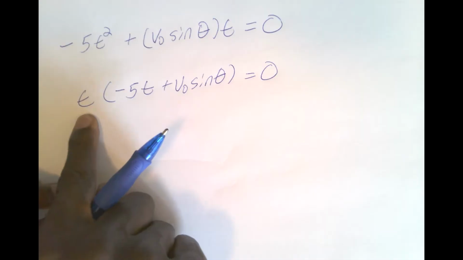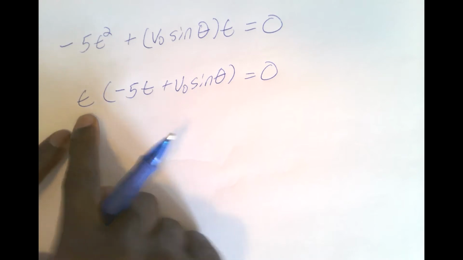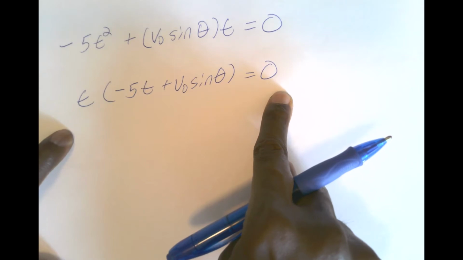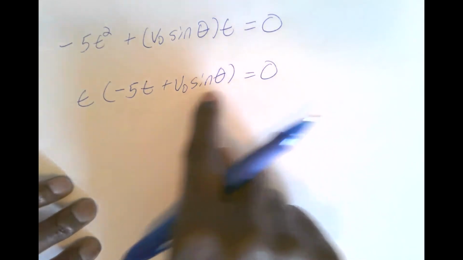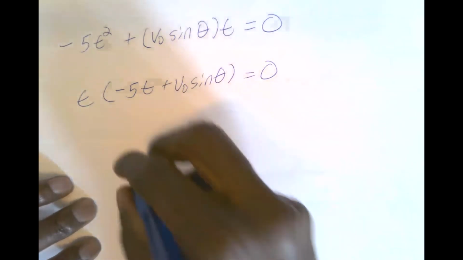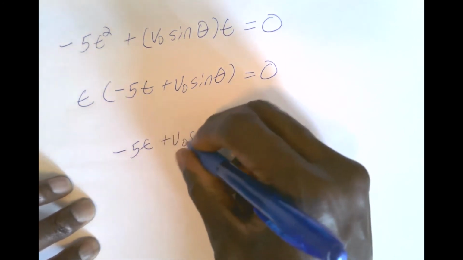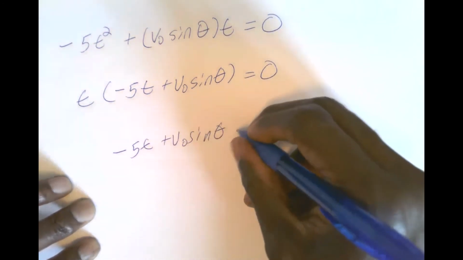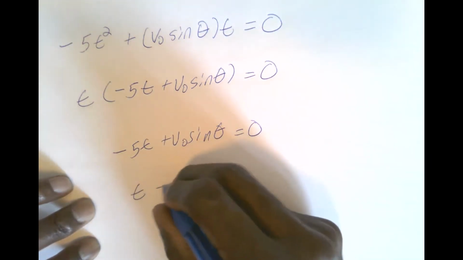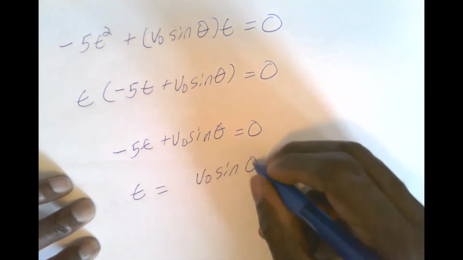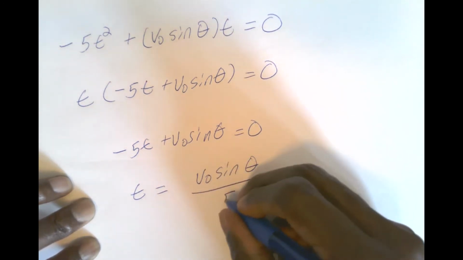Now, if I set this factor equal to 0, I get t equals 0. That's the solution I'm going to discard. So the real solution I want is setting this factor equal to 0 and solving for t. So negative 5t plus v naught sine theta equals 0. And then you'll get that t is v naught sine theta over 5.